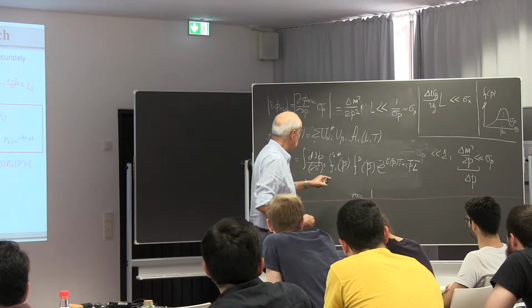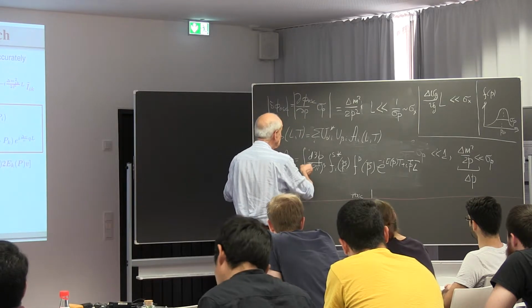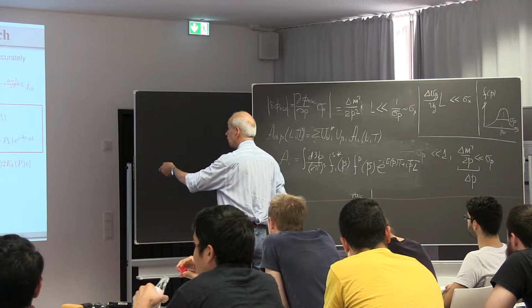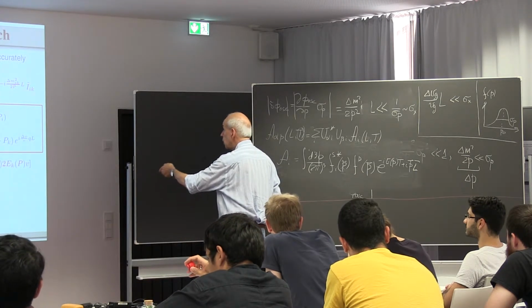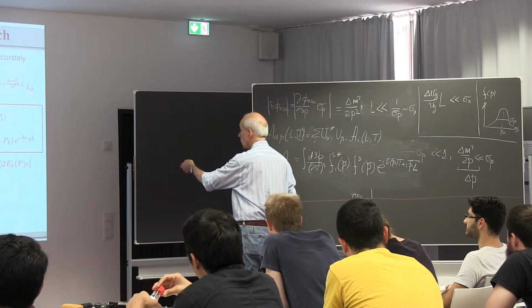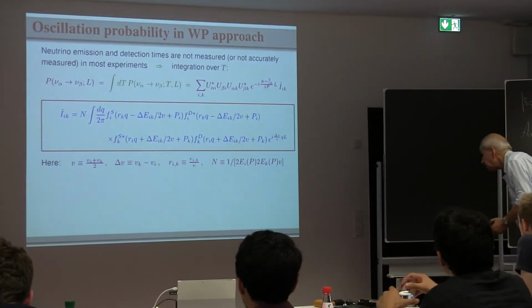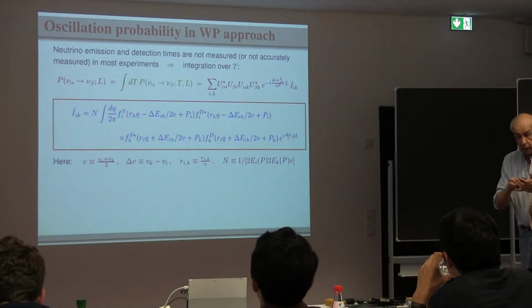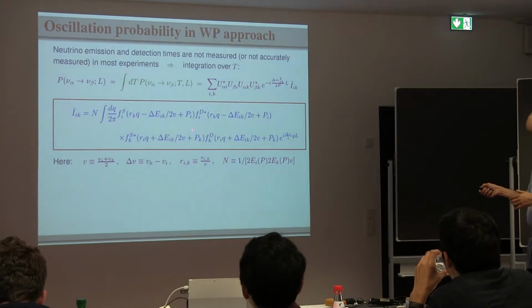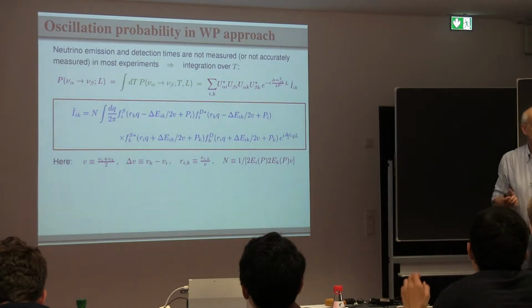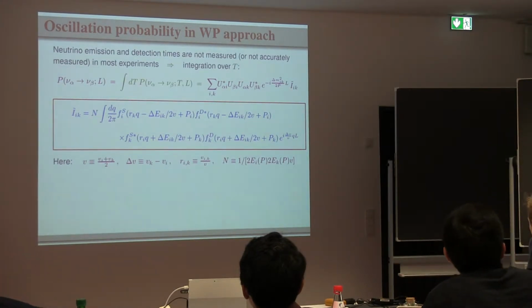Okay? So if we take the square modulus of this and integrate over unobserved time, we obtain this expression here, where this quantity here, I twiddle with the indices i k, is given here. Now, if this quantity is 1, so if we substitute 1 here, we get the standard oscillation probability. If it is not 1, we get something different. Now let's look at this quantity.